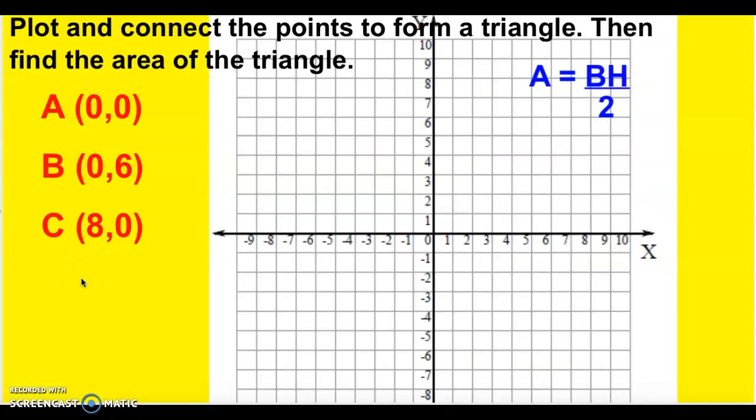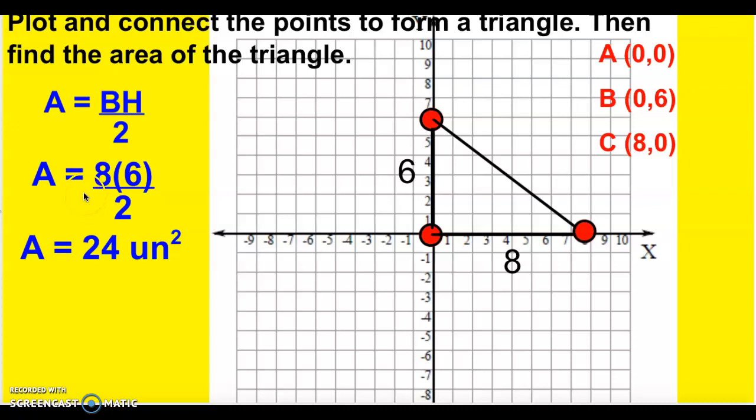Please do this on a different graph. So you go to a new graph on your graph paper. You're going to plot the points, connect them to form a triangle, and then find the area using this formula. Please hit pause. Okay, so my answer should have been 24 units squared.